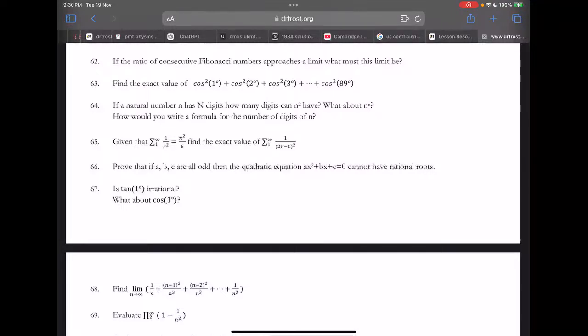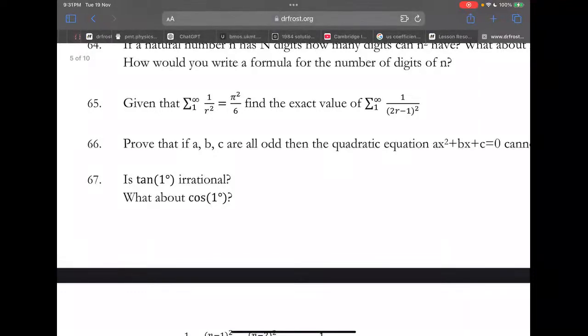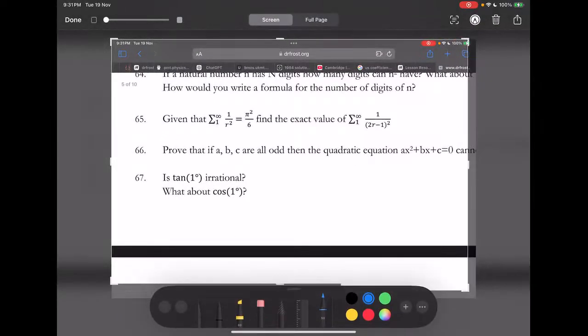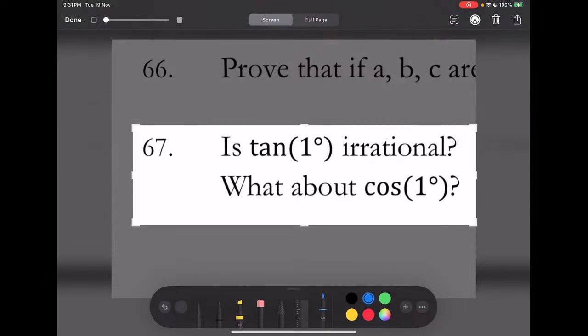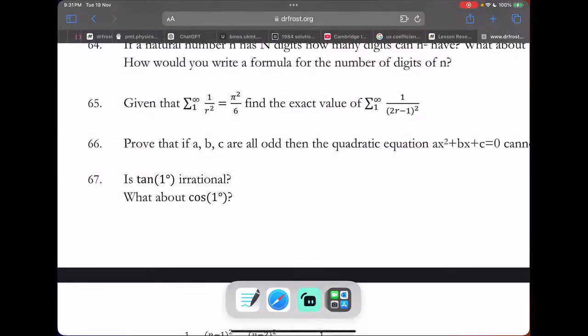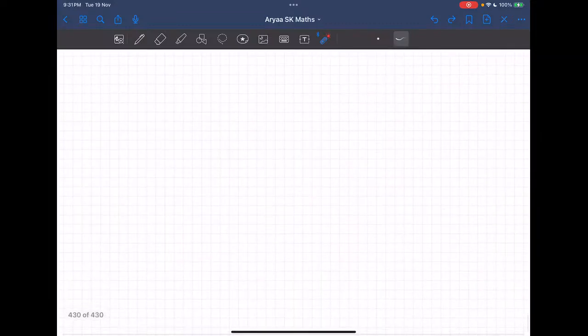Is tan of 1 degree irrational? How would you even think about that? Actually, okay, let's try this one. Is tan of 1 degree irrational? That's a weird question.